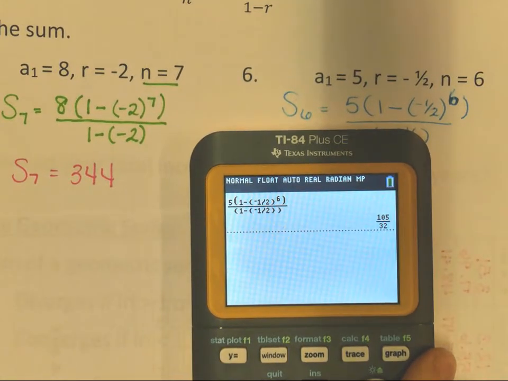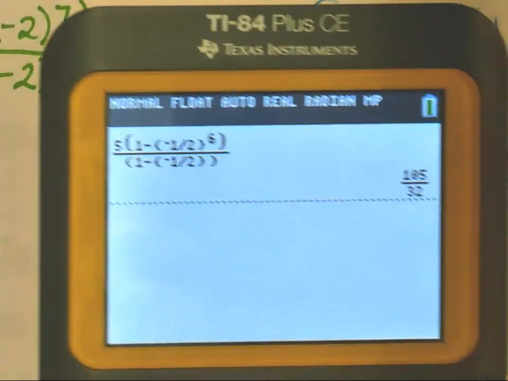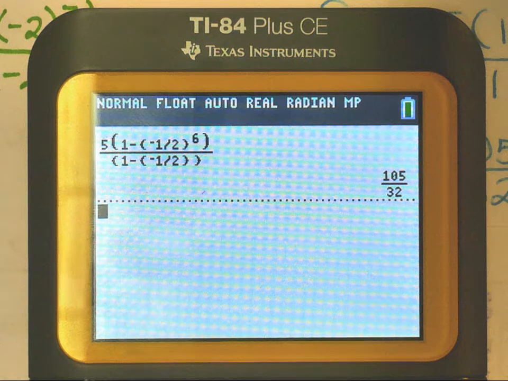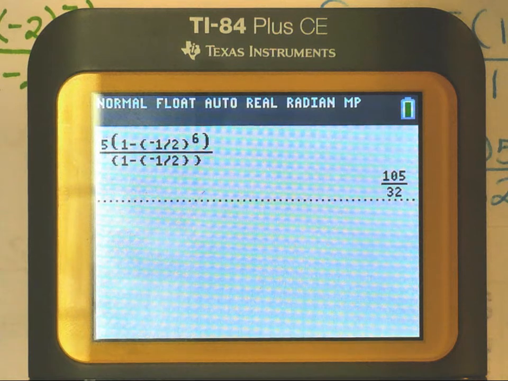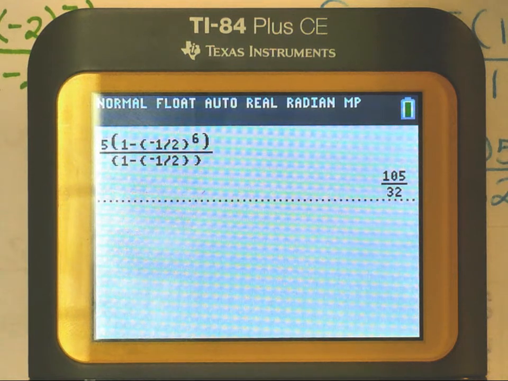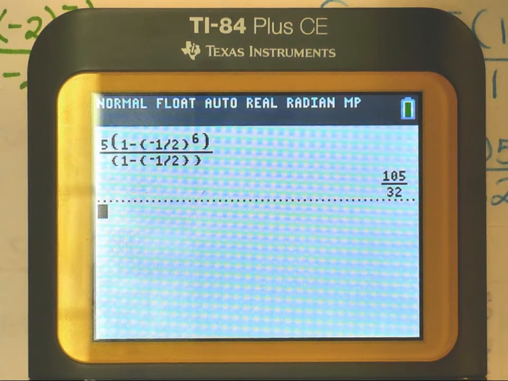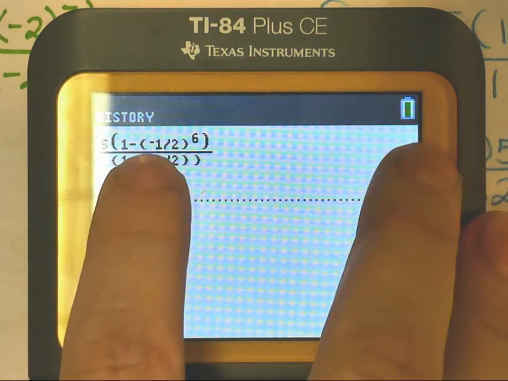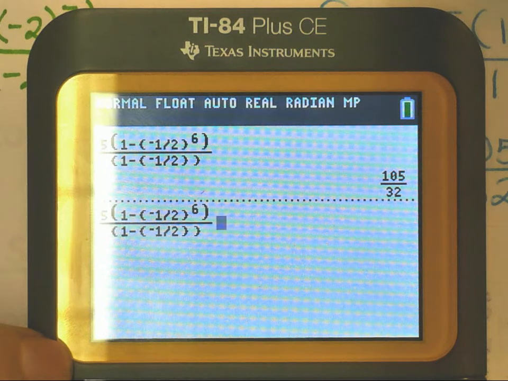Let me zoom in. So what I did is, instead of using the fraction negative 1 over 2, I just did negative 0.5, 1 minus negative 0.5, to the 6th power. But did you put it in parentheses? I did not. That's why. If you do not put it in parentheses, it'll give you a completely different answer. Let me show you.